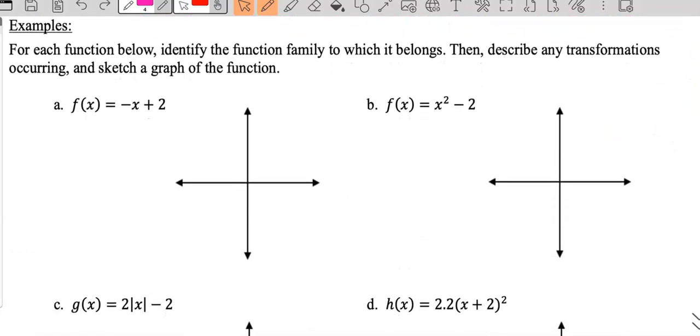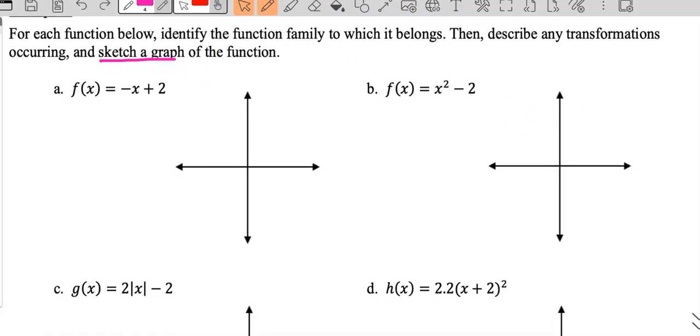All right, the next thing we're going to do is talk about sketching functions. And so obviously I could type this into Desmos and it would recreate a picture for me, okay? But this is a topic that would be in a non-calculator part of your test. So you would not have Desmos to sketch this graph. So it says for each function below, identify the family to which it belongs. So that's what we did last class. Then describe any transformations. And then the new part today is sketching a graph. So let's do a few together.